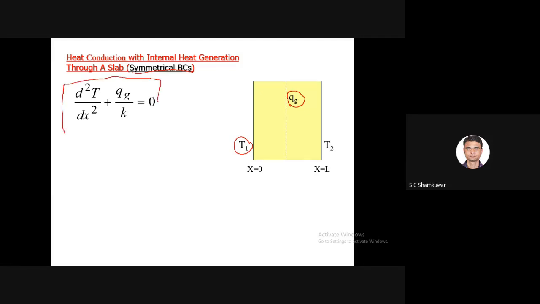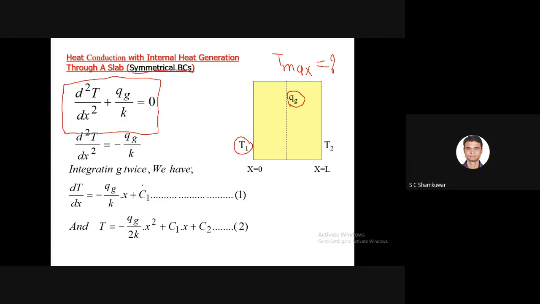Now this is a Poisson equation, right? Poisson's equation. Understood? Now what we need to find out, due to this heat generation, is the T max, the maximum temperature inside this slab. It will be greater than T1 and T2 because somewhere heat is generated, and due to that there will be a maximum temperature. We need to find out the T max. So for that, this is the Poisson's equation.